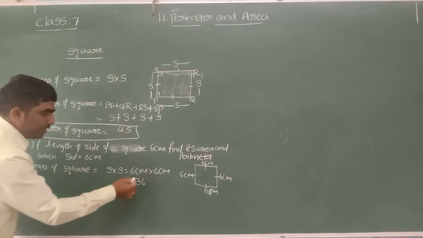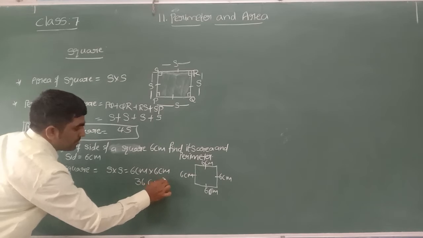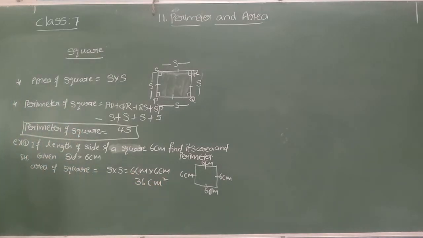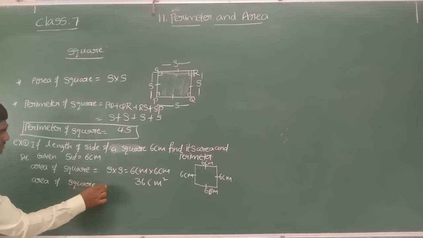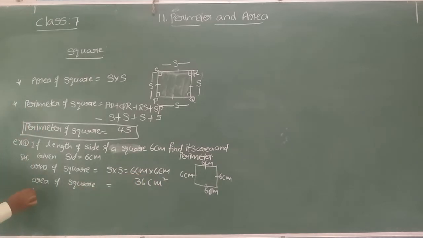Then we need to multiply the units also. Centimeter into centimeter we can write as square centimeter. You can see the units of area are square units. Now we can write here the area of the square. Area of square is equal to how much? 36 square centimeters. Now let us find the perimeter also.